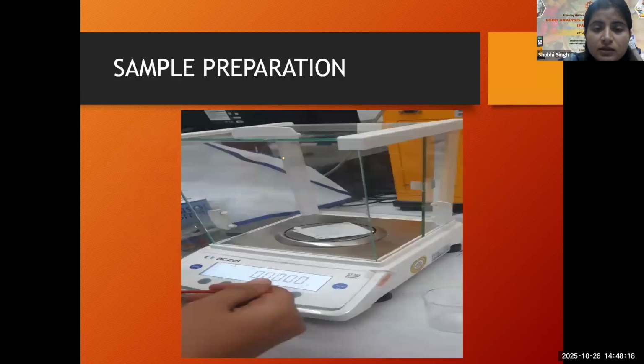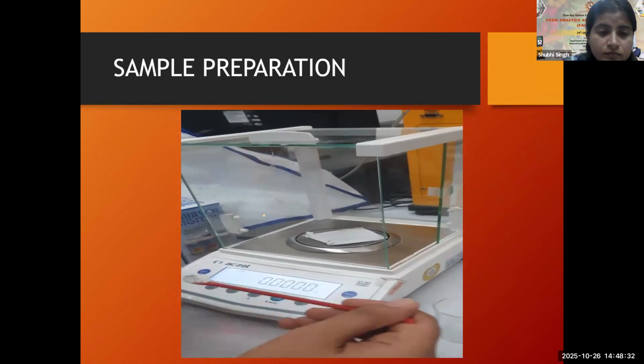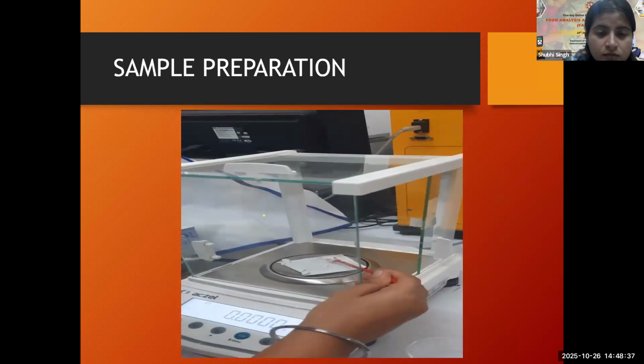Now we will see the video of DSC, so sample preparation and how we operate DSC. Hello everyone. For DSC, we have to measure 1 gram sample of starch.